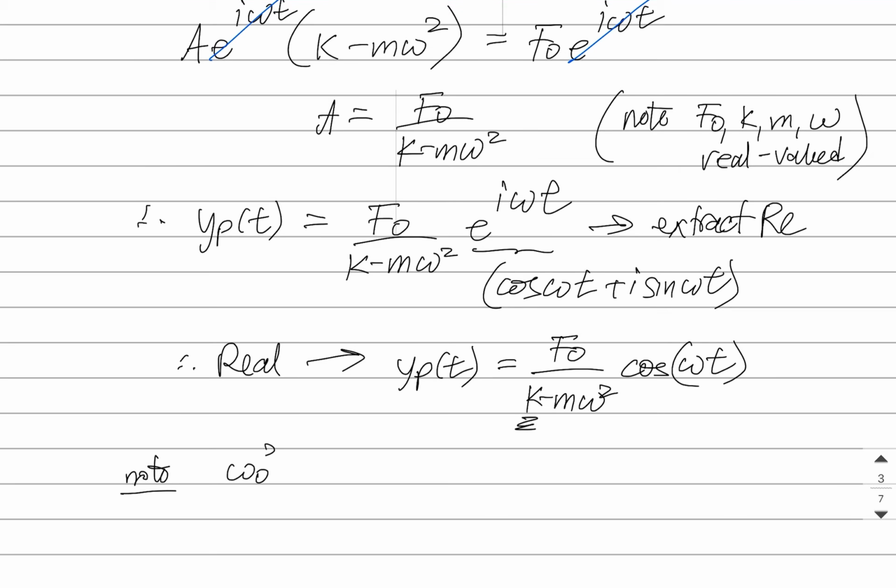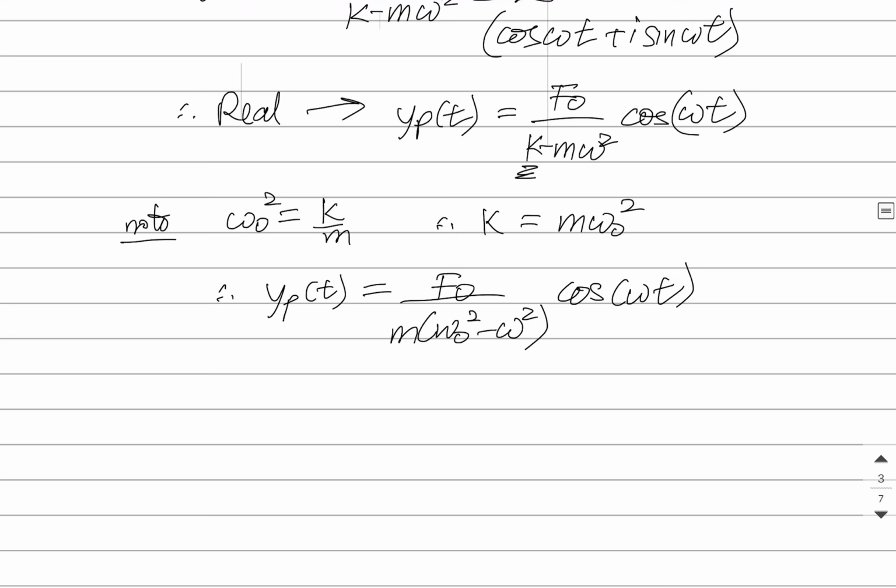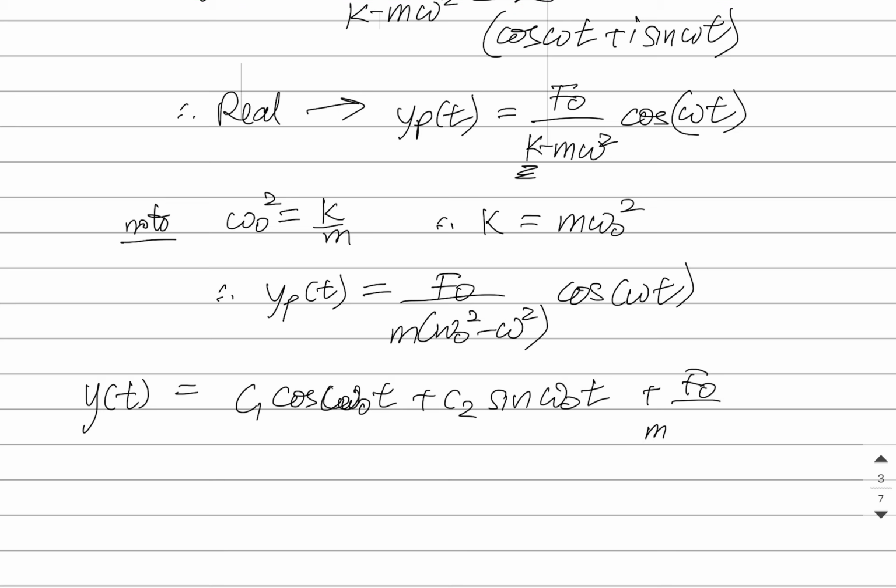Omega naught squared is really k over m, and so that means that k is m omega naught squared. So the particular solution in this case is going to be f naught over m times omega naught squared minus omega squared, cosine omega t. Now, the full solution is going to be given by our C1 cos omega naught t plus our C2 sine omega naught t plus this particular solution that kind of looks like this with some squares in the bottom.